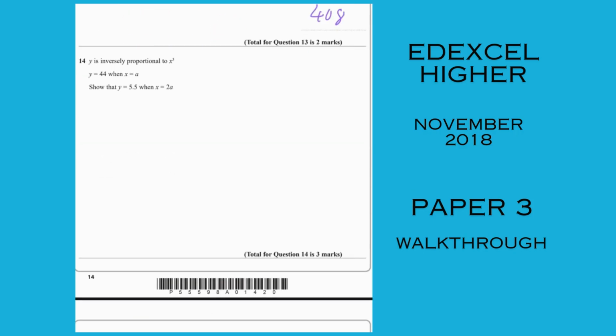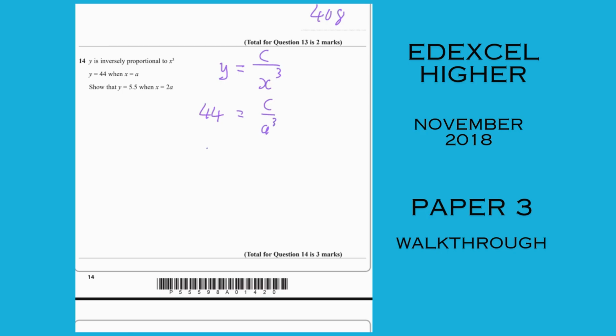Question 14. Inverse proportion. It's a strange one, this x equals a, but my old argument of do what you should do. If they gave you a number, if they told you x was like 6 or something, what would you do? Well, carry on doing it. Just because it's giving you a letter doesn't mean you shouldn't just track on. So, y is, I'll use c, inversely proportional to x cubed. y is 44 when x is a. It's weird, but go with it.